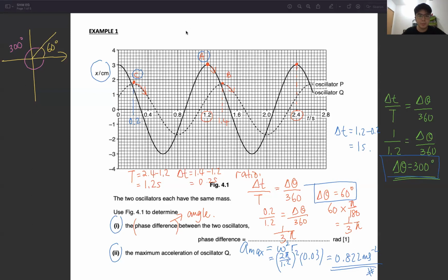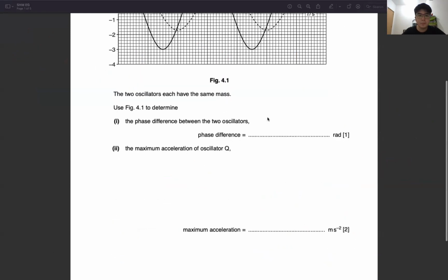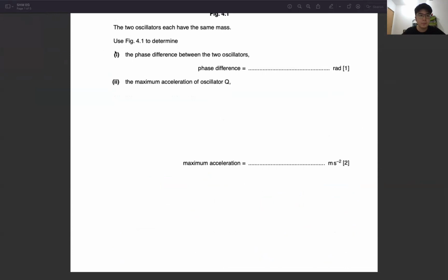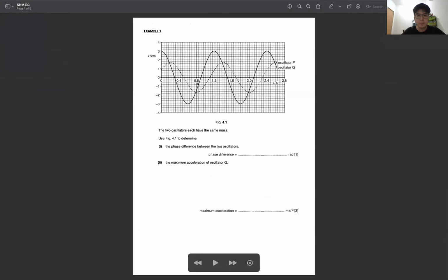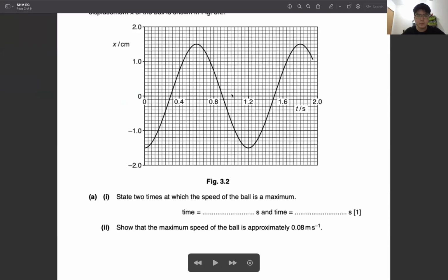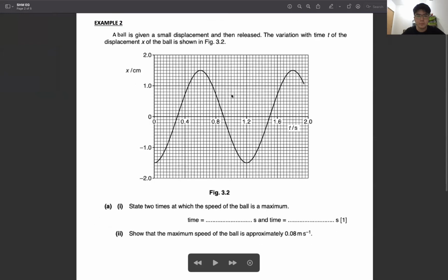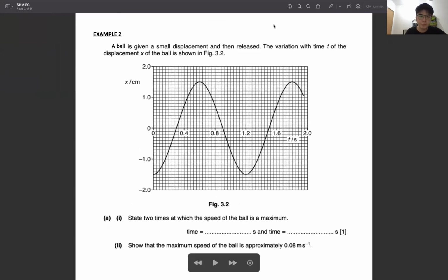Okay, example 2. A ball is given a small displacement and then released. The variation with time of the displacement of the ball is shown in the figure. State 2 times at which the speed of the ball is a maximum.